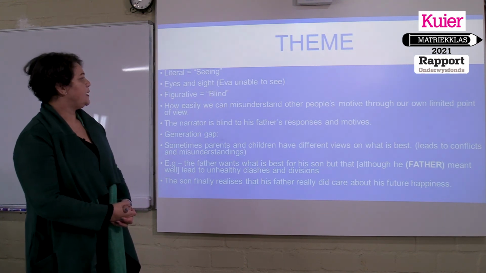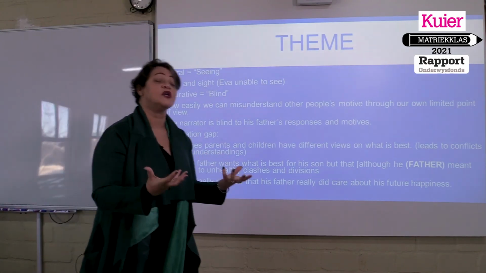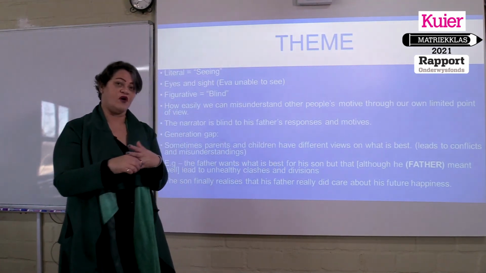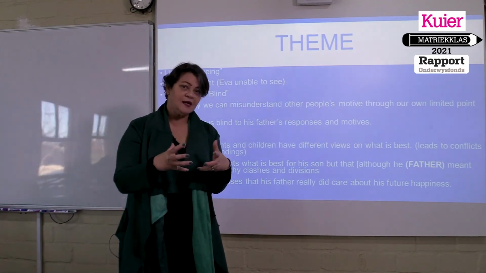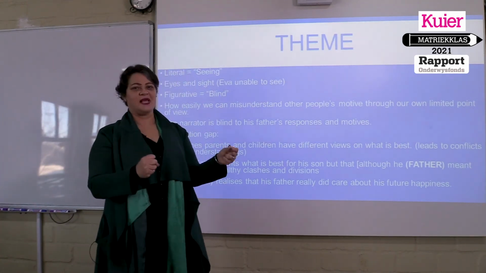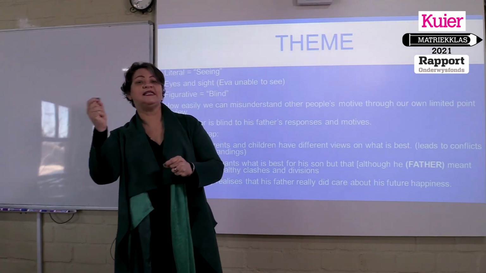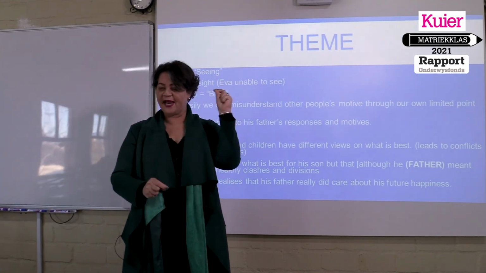Theme. Okay. Sight and sight. Okay? Figurative, being blind. Blind in what way? Seeing in what way? So Eva is literally blind, eh? She can't see. Okay? And then she gets corneas from the father. But now, the father can't see that this is what his son wants, that this is the woman that is going to make his son happy. So that literal and figurative idea of blindness and having sight needs to be considered in terms of these two characters, Eva and the father.